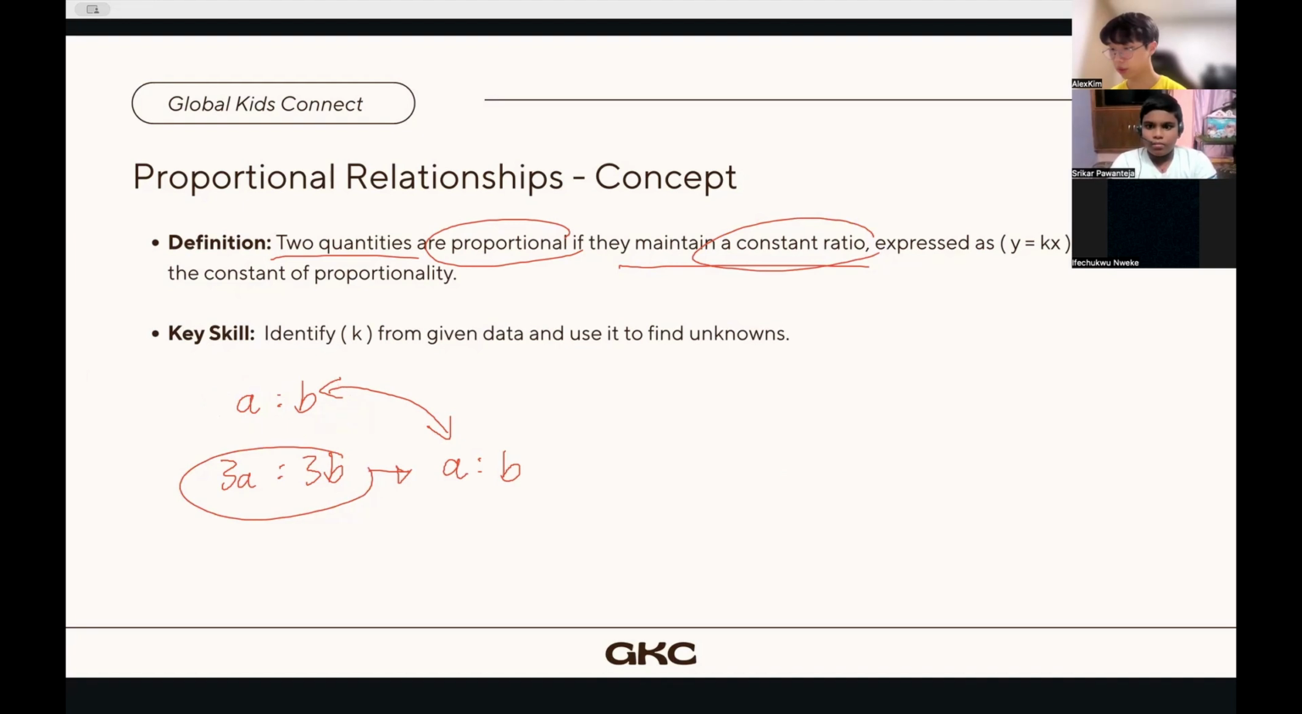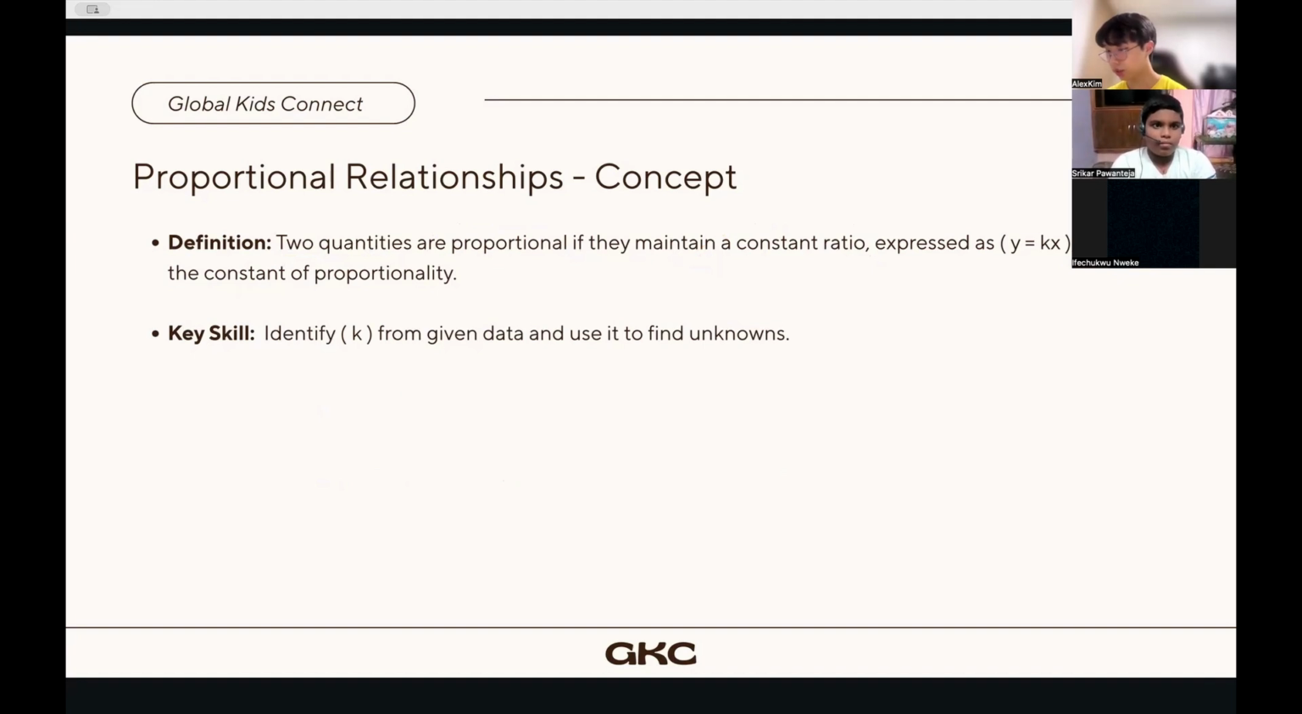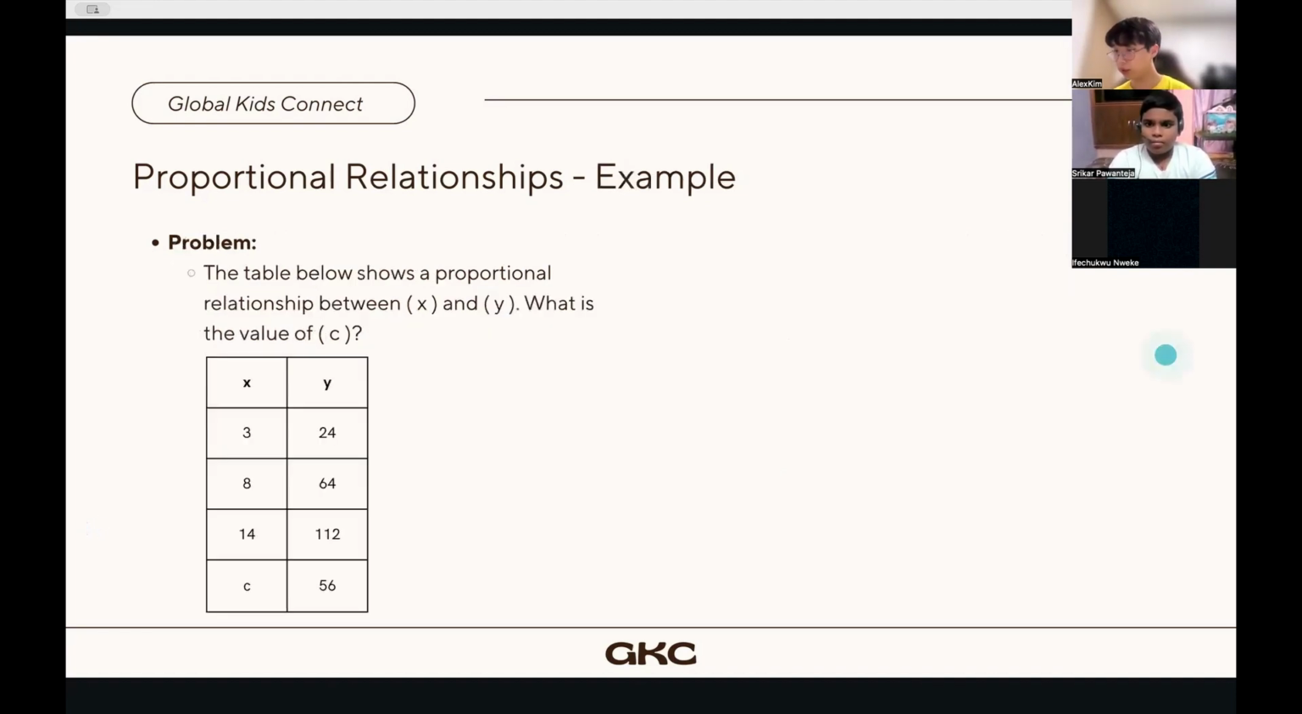Most of the time they can be expressed as an algebraic linear equation in the form of y equals kx. We'll take a look at how that is used in an example problem. Before that, let's take a look at key skills. Key skills involve identifying k from given data and using it to find any unknown. Whatever the question asks us to find, most of the time we will need to find the constant value k first. So we'll take a look at an example problem utilizing these concepts.